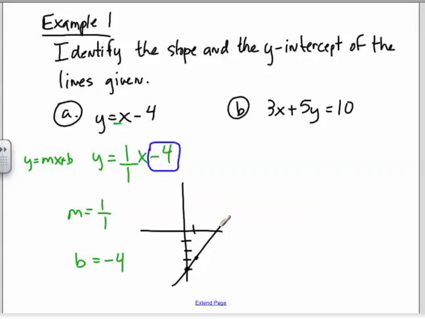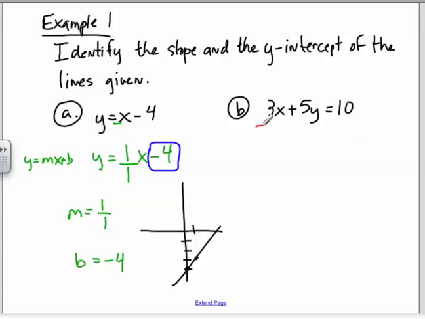Good job. Now look at B. Can I do anything with B the way it is? No. Mr. C, you told us earlier that that's standard form when the x comes first. Let me see if I can. X comes first, then the y comes second, and then the constant's on the other side of the equal sign. That is standard form, and we don't want it in that form. We want it in slope-intercept form.